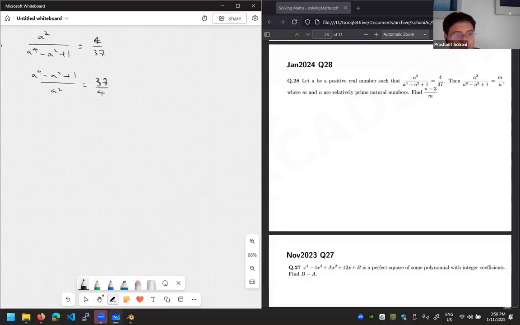and the reason for doing this is that now in the next step you'll see what is going to happen. If I just expand this into separate terms, then what are the terms? The first term is a raised to 4 upon a square. The middle term is a square upon a square.